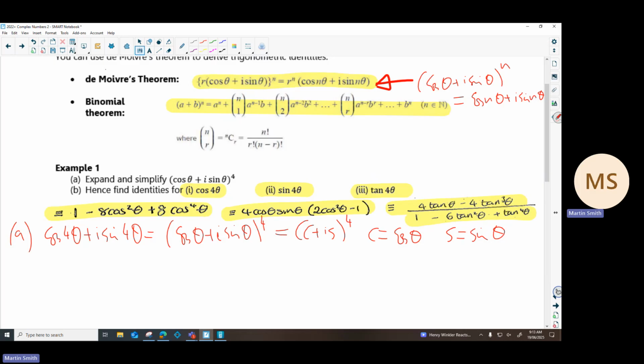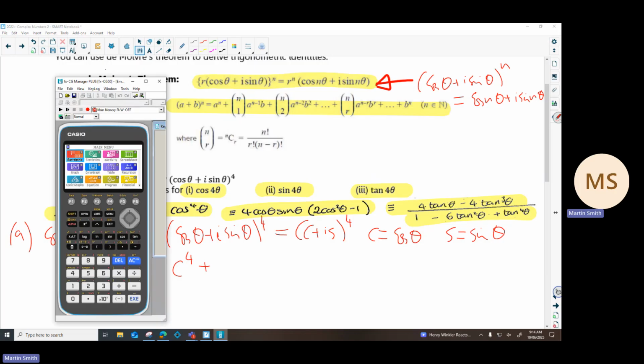So I'm going to expand the right-hand side, (c plus i s) to the power 4. By the binomial expansion formula, if we expand (a plus b) to the n, the first term is a to the n, then n choose 1, a to the n minus 1 b, etc., etc. So this is what it's going to give me. The first term is c to the 4. The second term is 4 choose 1. Can I remind you where to do that on your calculator? If you press option and then you press F6 and it's under probability, you get nCr.